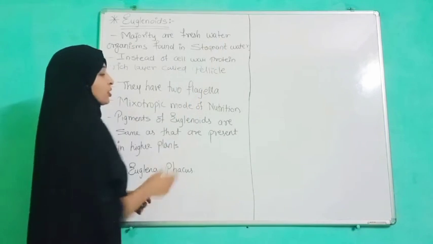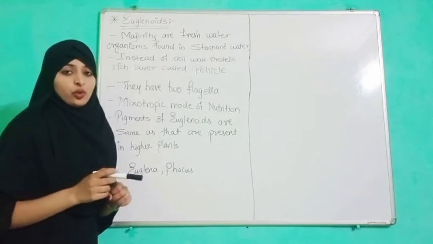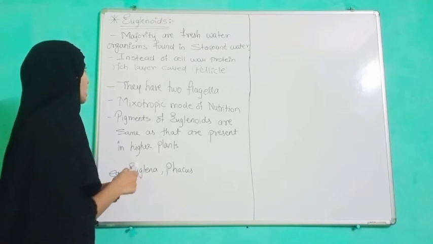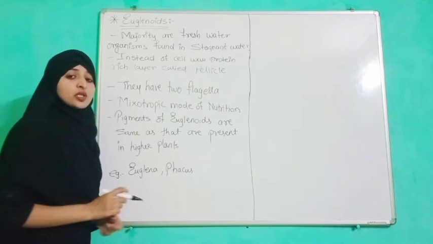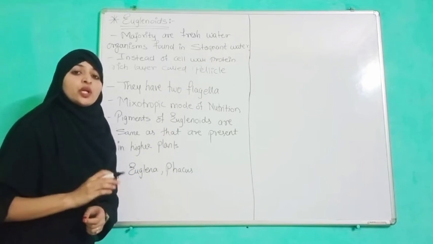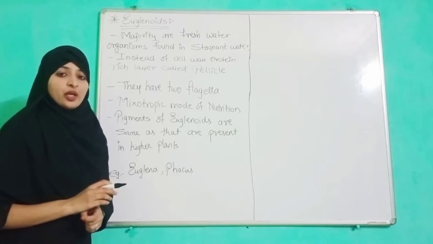Majority are freshwater, found in stagnant water. Instead of a cell wall, meaning they do not have a cell wall, they have a protein layer which is known as a pellicle.